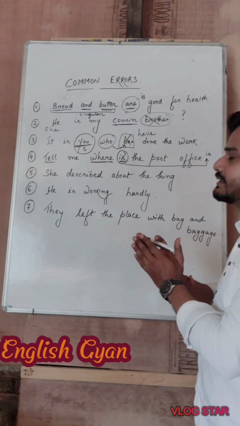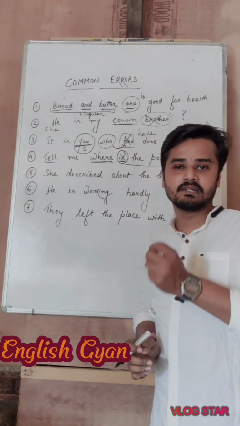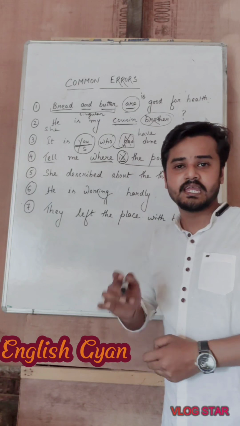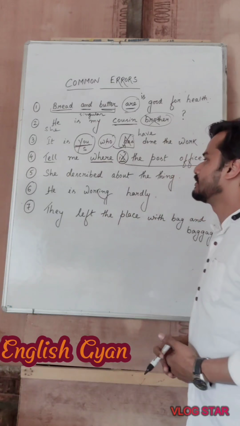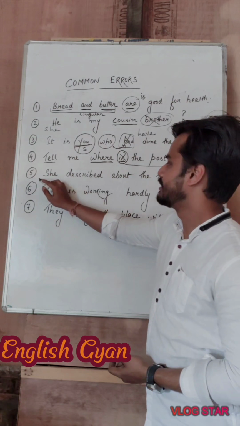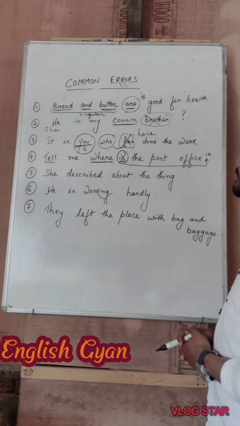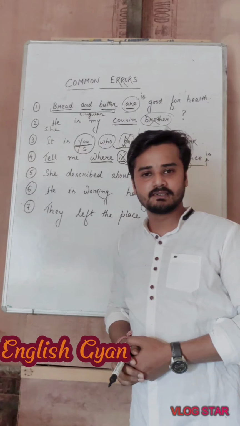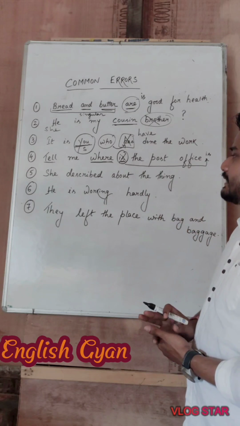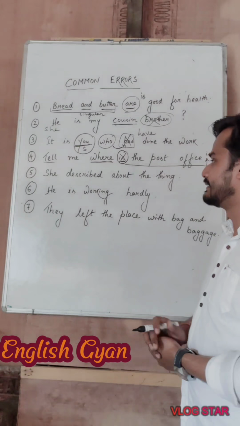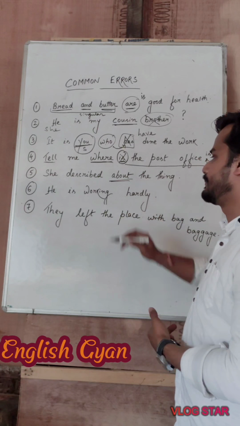So we must remember that we never use the auxiliary verb after the question word if there is no question mark in a sentence. So let's come to the next sentence. Number 5 is, she described about the thing. This is also a very common error. The error that lies in this sentence is this about.